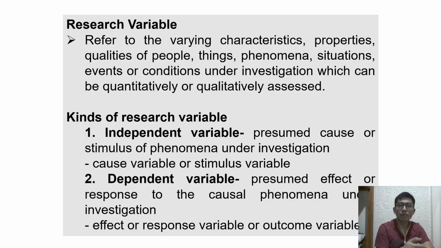Research variable refers to varying characteristics, properties, qualities of people, things, phenomenon, situation, events, or condition under investigation, which can be quantitatively or qualitatively assessed. The kinds of research variable are the independent variable, the presumed cause or the stimulus of the phenomenon under investigation. Dependent variable, however, is the presumed effect or the response to the causal phenomenon under investigation.